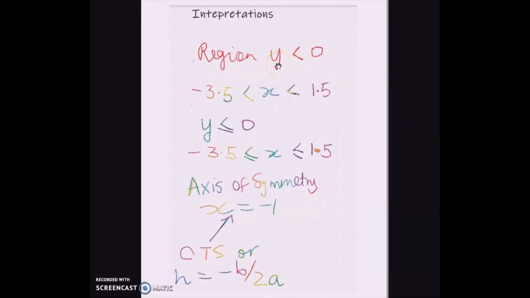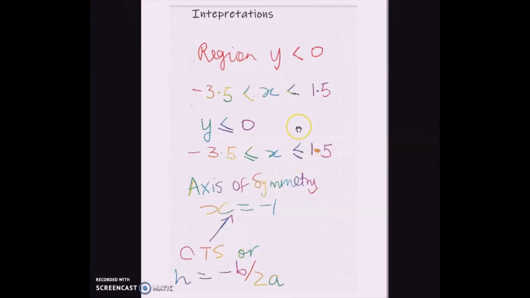So we can actually write this down in terms of the maths language. Interpretations. Region where y is less than 0. Remember here y is negative. This occurs when you have negative y values, that's below the x-axis, and this occurs between minus 3.5 to 1.5. Now we have said less than, this is why the symbol is this way. Less than. Now if you want less than or equal to 0, then you put the equality sign.